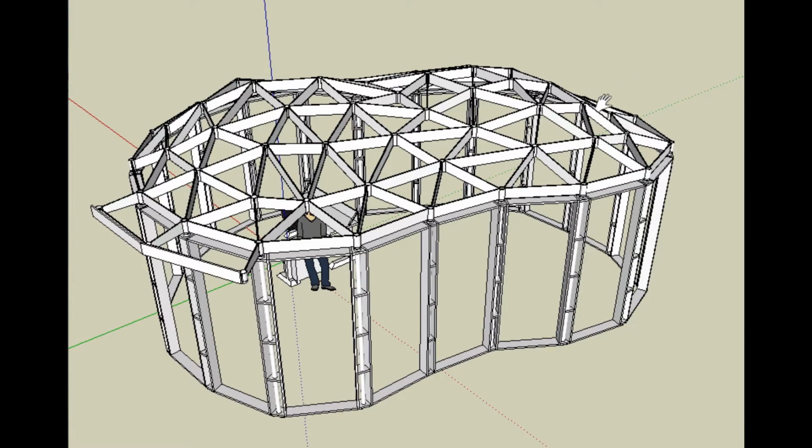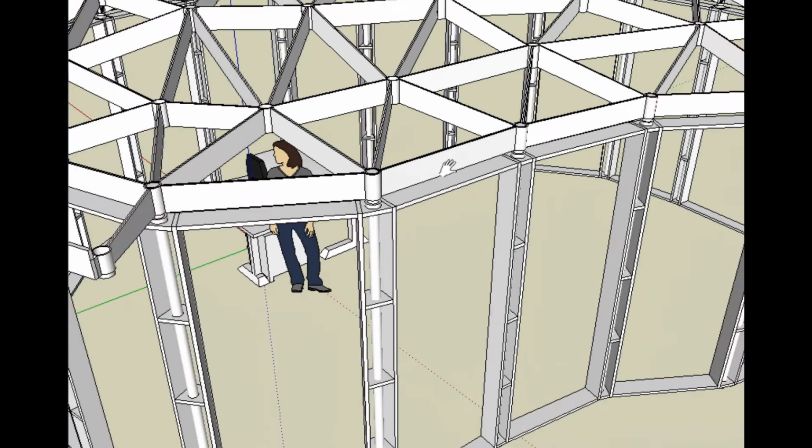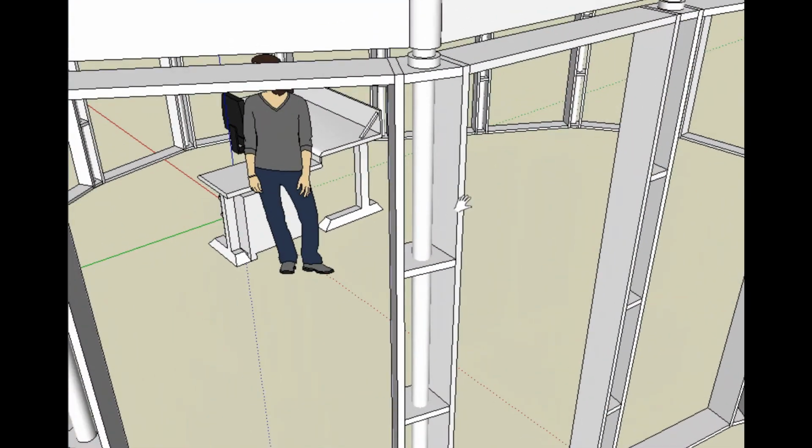Hi there. So in my organically curved roof design, the load from the roof is carried down to the ground through pipes that support hubs around the perimeter of the roof. So all the load is carried by these pipes.